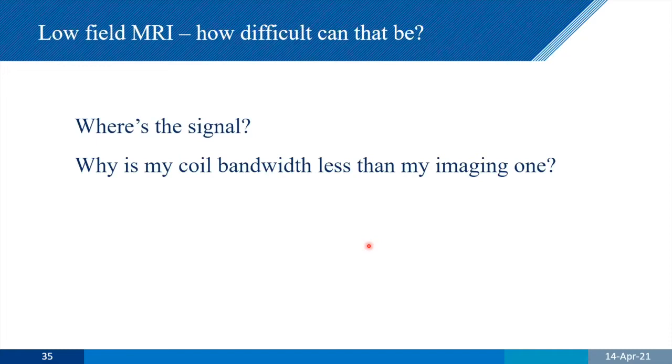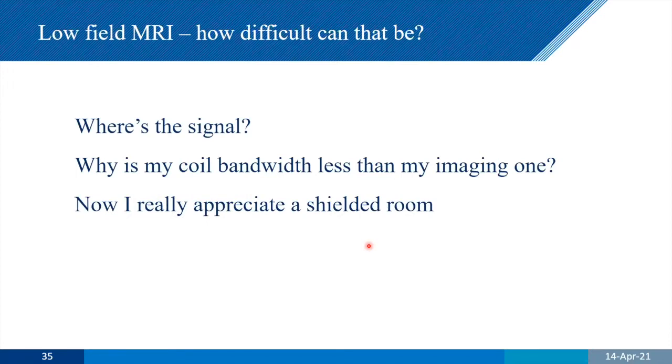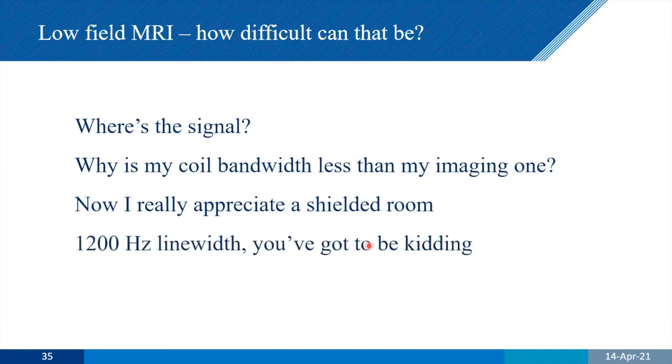My coil bandwidth is too low. My coil Q is too high. That's a thing I thought I'd never say. But the coil bandwidth is less than the imaging. So what are you going to do with that? I really appreciate having a shielded room for the other magnets, right? Because here's a magnet that's got to go around. We did operate in an unshielded room. So you've got noise coming in from all sides. And then forget 12 hertz. This is like 1200 hertz line width. How are we going to deal with that?